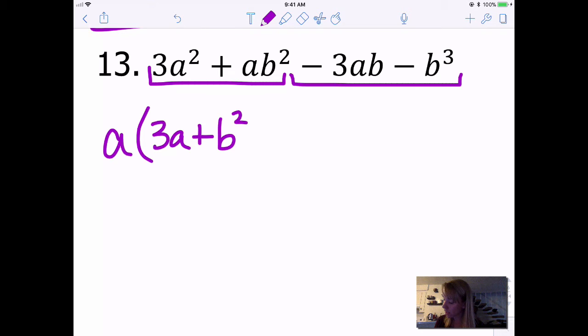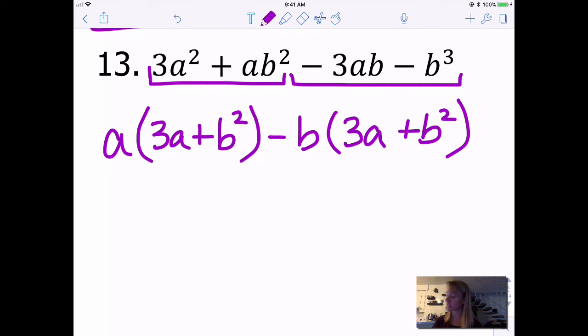plus a b squared. And in the second two terms, remember to keep that middle sign, but they each have at least one b. And what is left when I take out a b is a 3 times a times negative b. And then how many b's are left over? Negative b times b squared is going to give me a negative b cubed. Double check, a negative times a positive is indeed a negative.